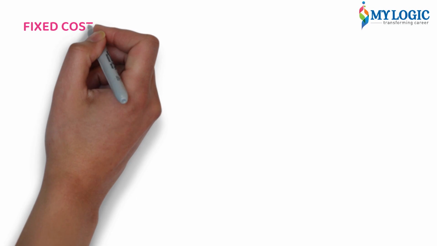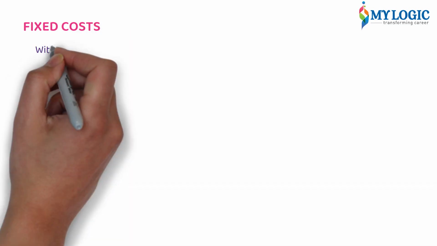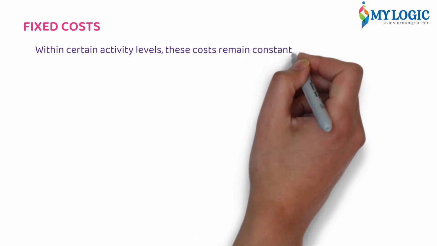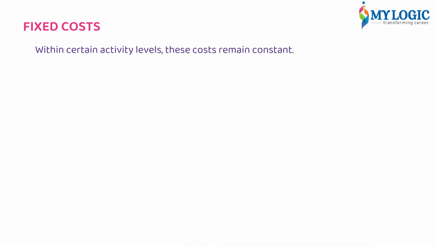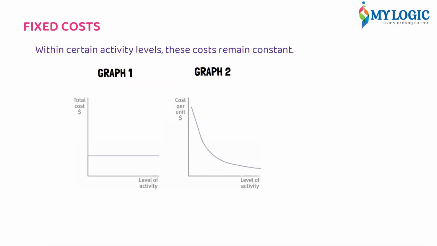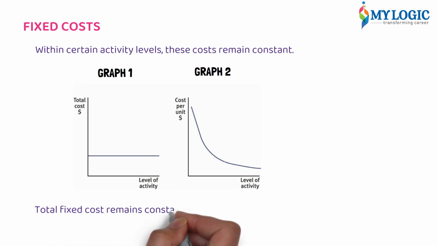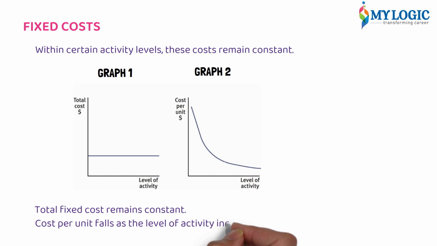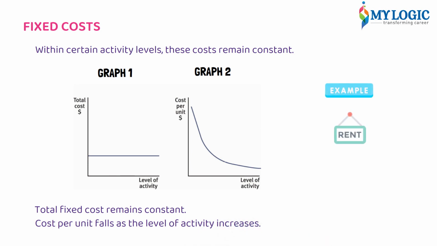Fixed costs. Within certain activity levels, these costs remain constant. Fixed costs can be shown graphically as follows. Total fixed cost remains constant. Cost per unit falls as the level of activity increases. Example: rent, supervisor's salary.